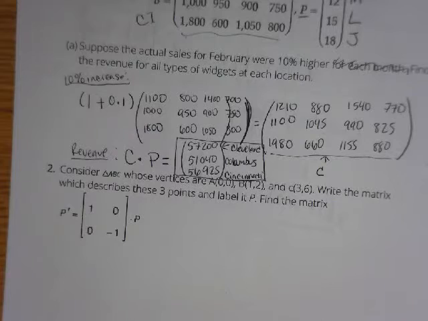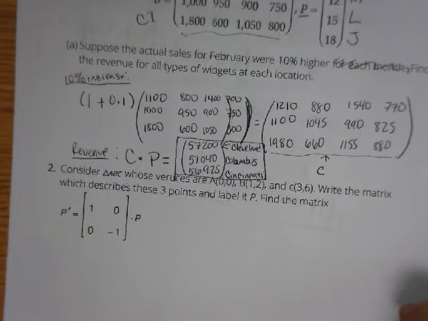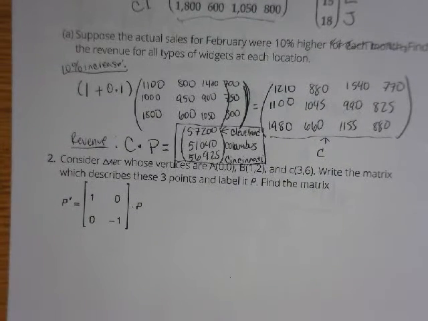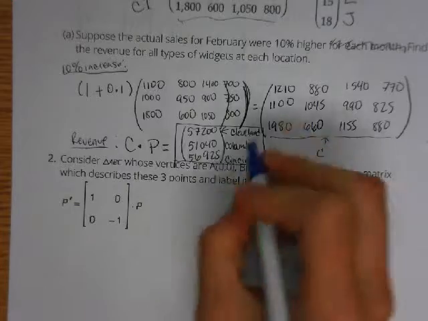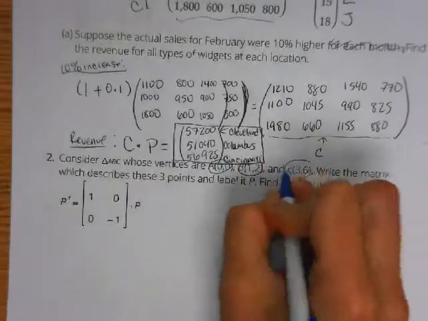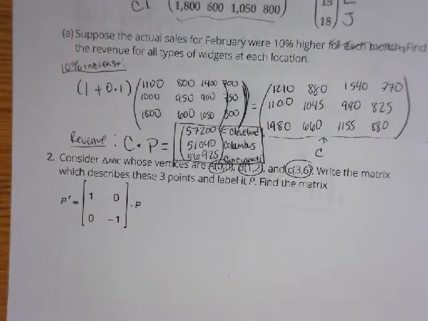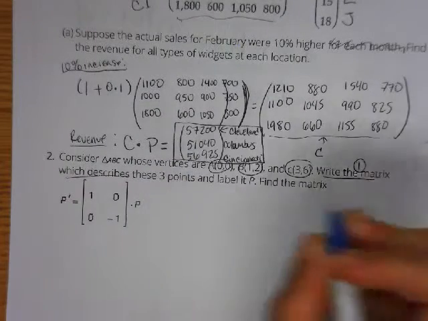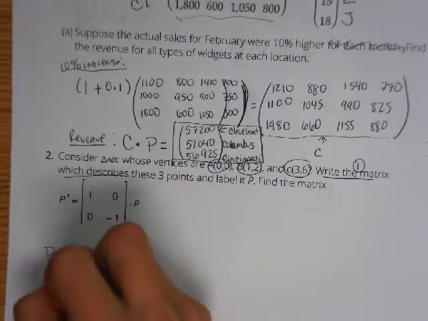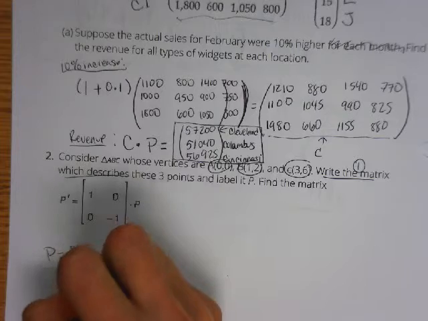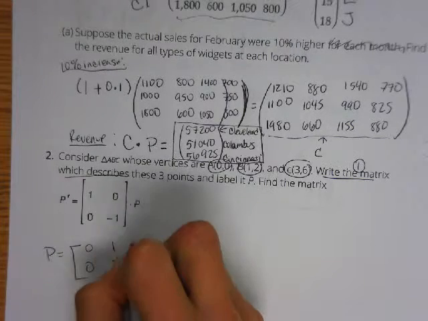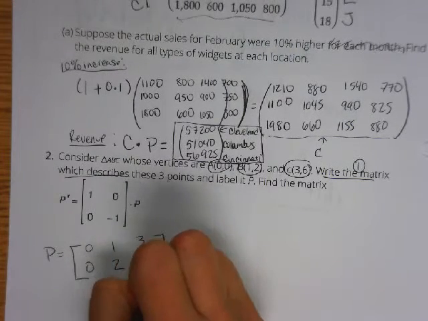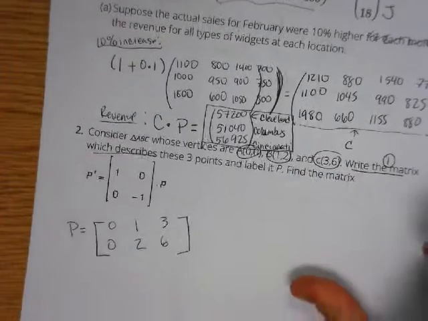All right, number 2, this is a geometric transformation problem. So we have a triangle and we have 3 vertices, A, B, and C. First, we need to write the matrix which describes the 3 points. So let me do that. P is equal to 0, 0, 1, 2, and 3, 6. Look at me following directions.